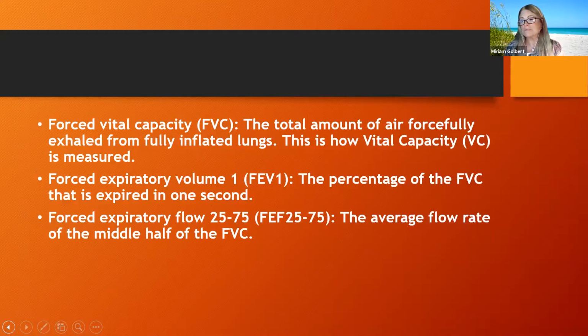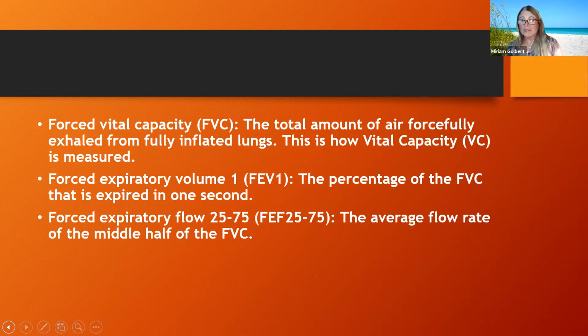Then there's other types of measurements that the respiratory therapist can do if he's asked to by the doctor. One is called forced vital capacity. So this is the total amount of air that is forcefully exhaled from fully inflated lungs.